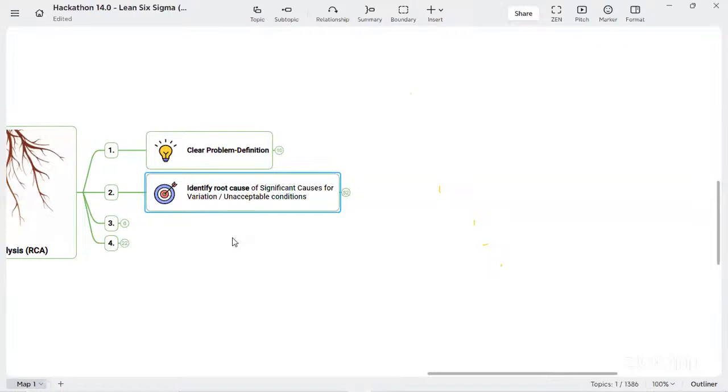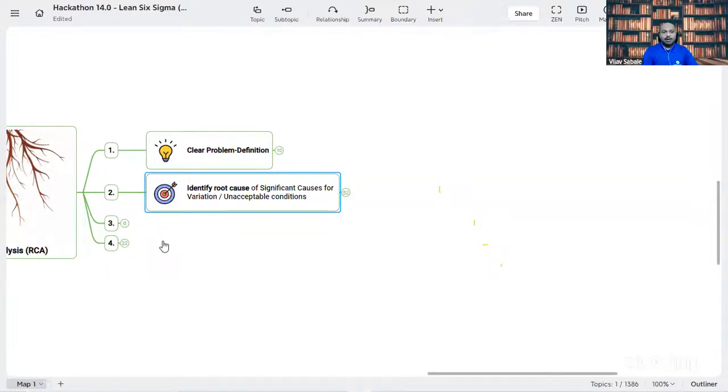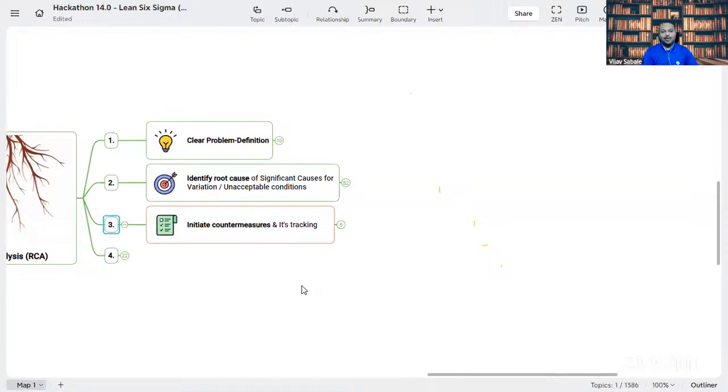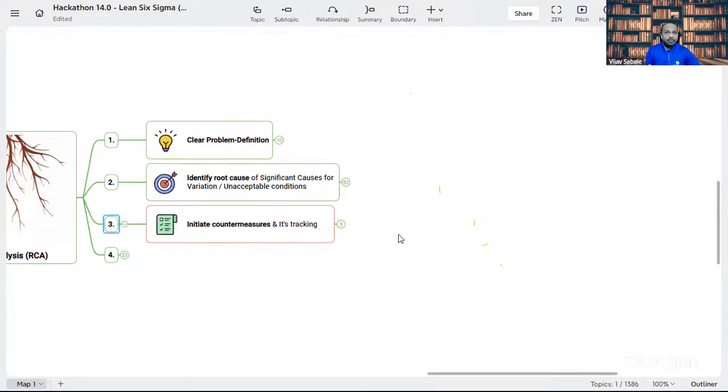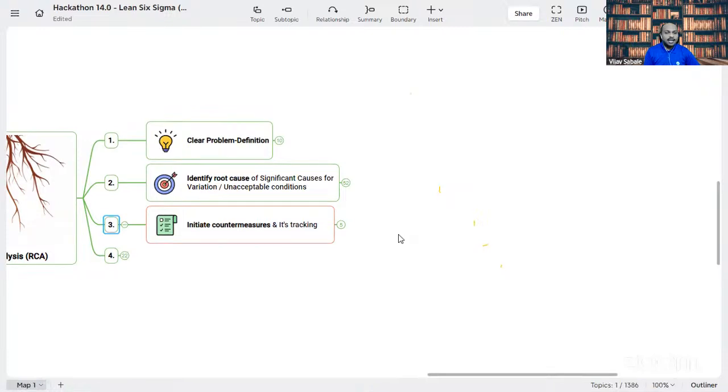Yes, sir. Great. So now let's talk about the third element. The third element is initiating countermeasures and their tracking, right? Now, if you conduct the root cause analysis by the methodology I showed you, it automatically drives you to implement the countermeasure which is worth implementing, right? Because we are going to identify whether the problem is related to basic conditions, operating conditions, deterioration, or weak design, and we are going to work on that, right?